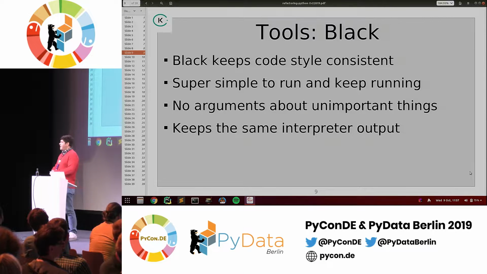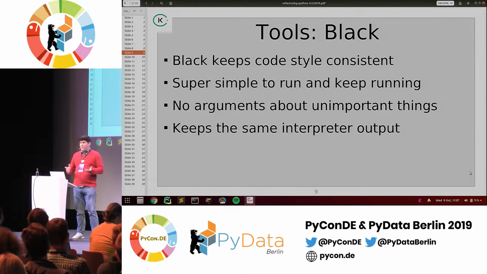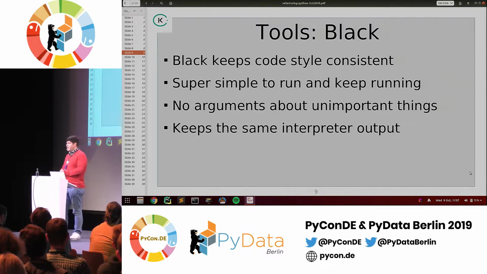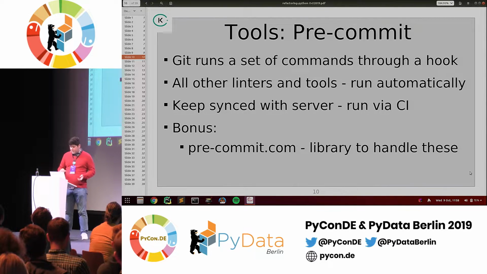It's all automatic. The great thing about it is that the code behaves the same afterwards. It uses the AST to check the code, to see that its output is always the same. So you have no risk of breaking things, which is just wonderful. Black every day. So yeah, we also use pre-commit.